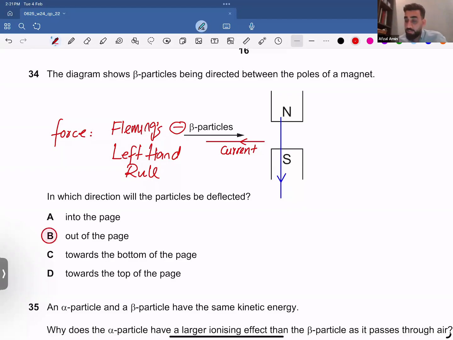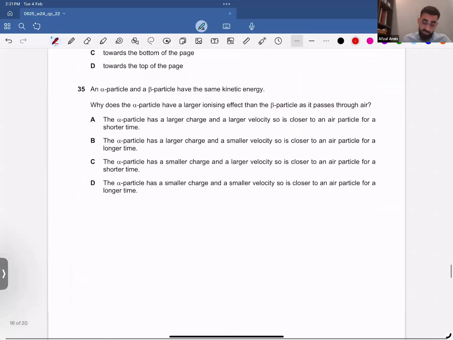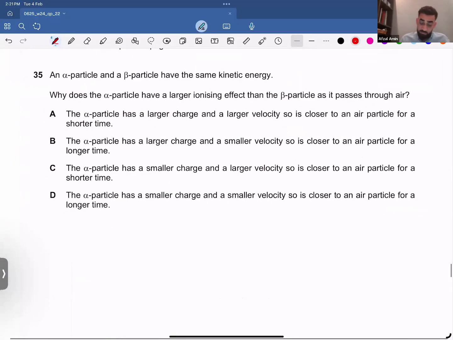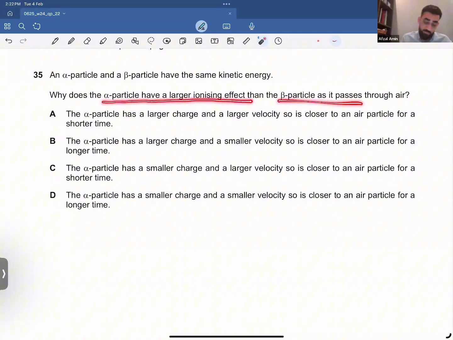Option B, out of the page. Proceed to question number 35. An alpha particle and a beta particle have the same kinetic energy. Why does the alpha particle have a larger ionizing effect than beta? The large ionizing effect is due to many factors. I will write the factors.